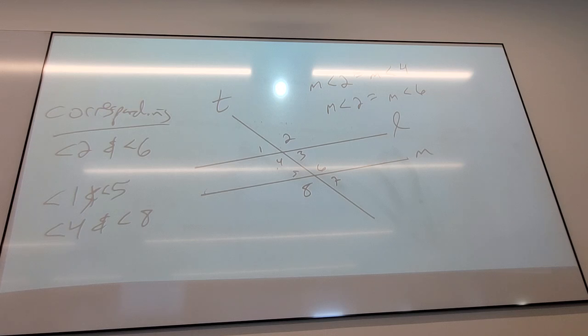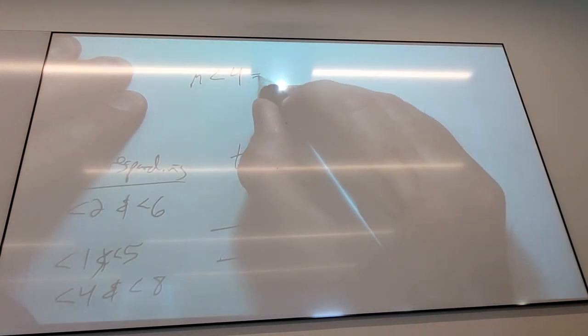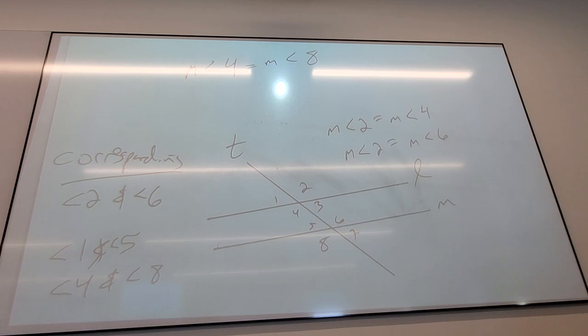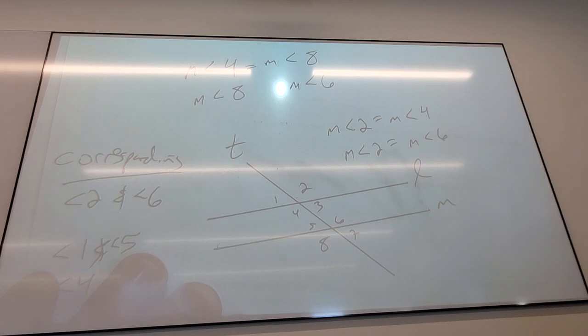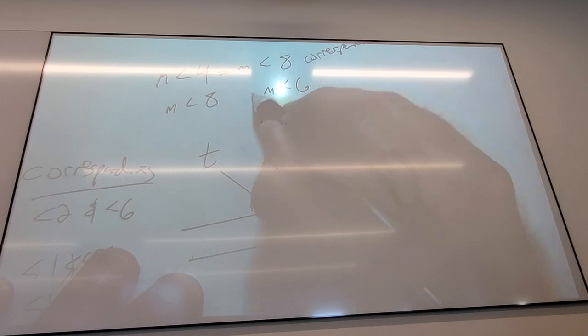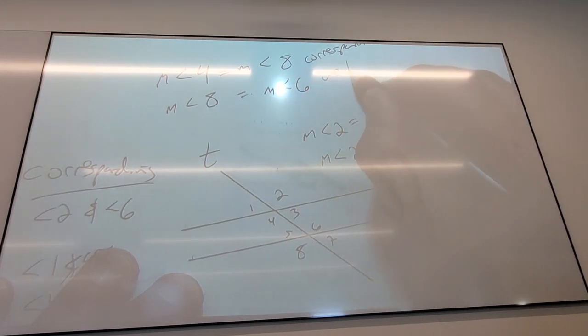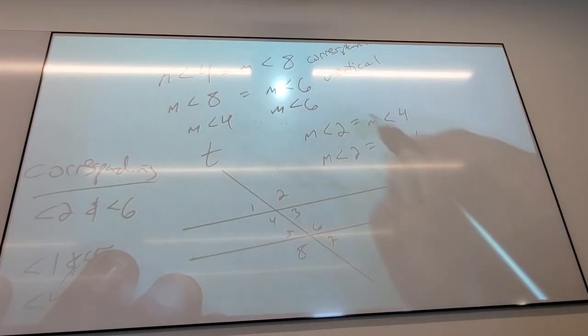So let me ask you this. Angle 4 is equal to angle 8, yes? Here's a little bit of geometrical math. The measure of angle 4 equals the measure of angle 8 because they're corresponding angles. What's true about the measure of angle 8 and the measure of angle 6? They're equal. So this is because they're corresponding. Why is this equal? Vertical. Jeff.